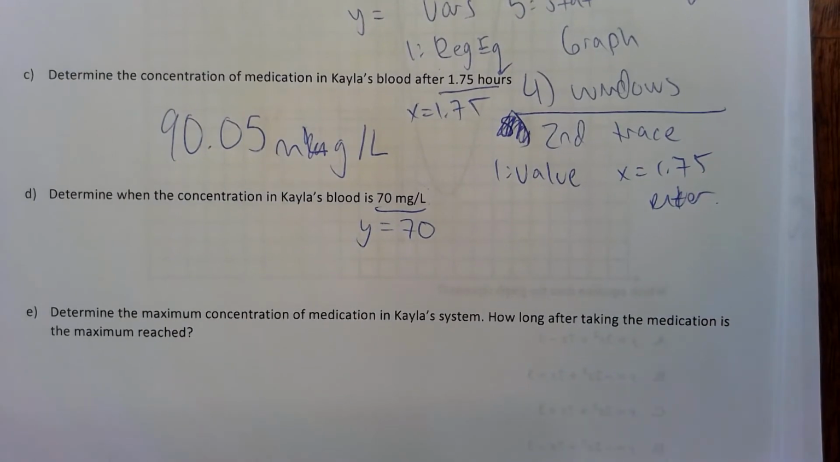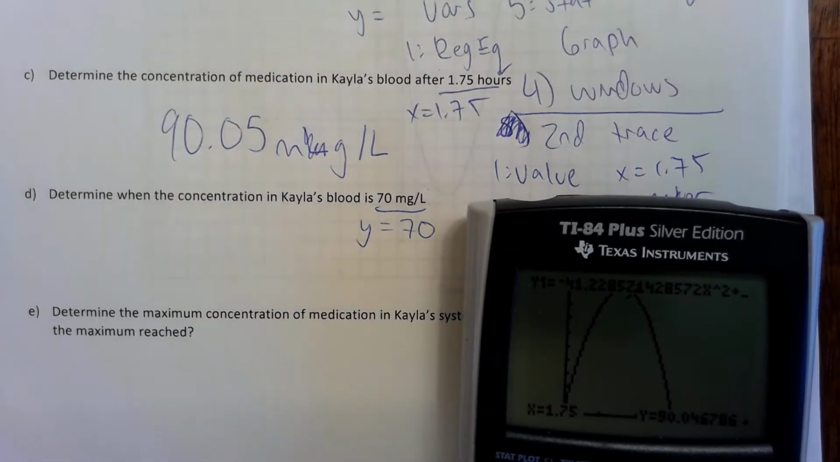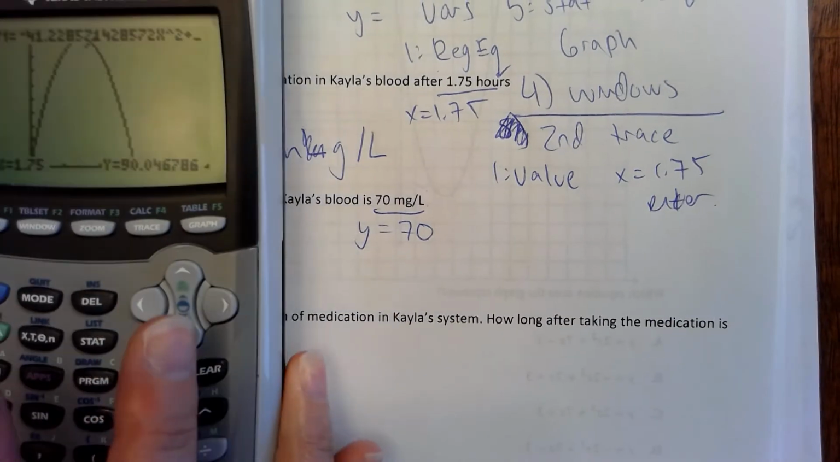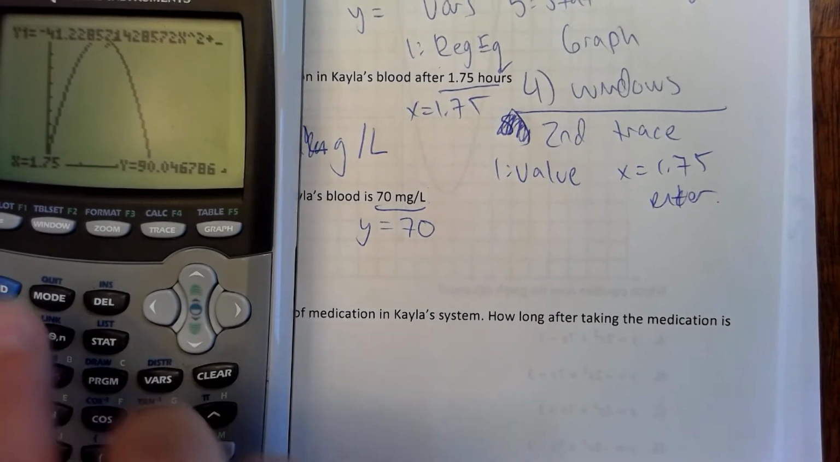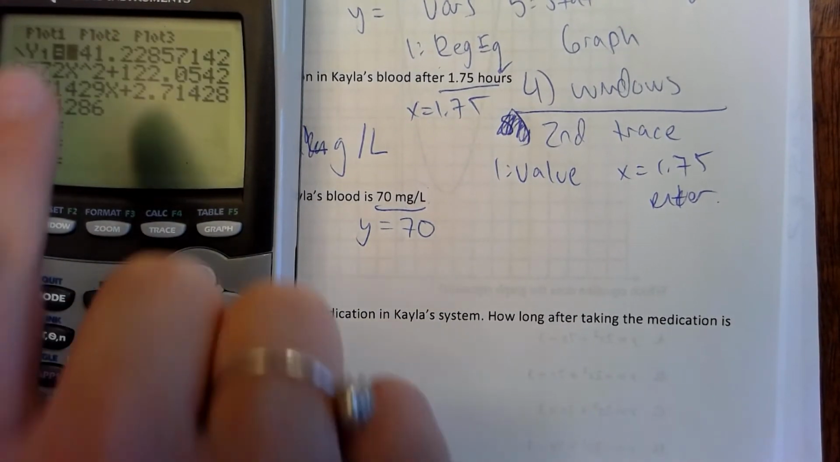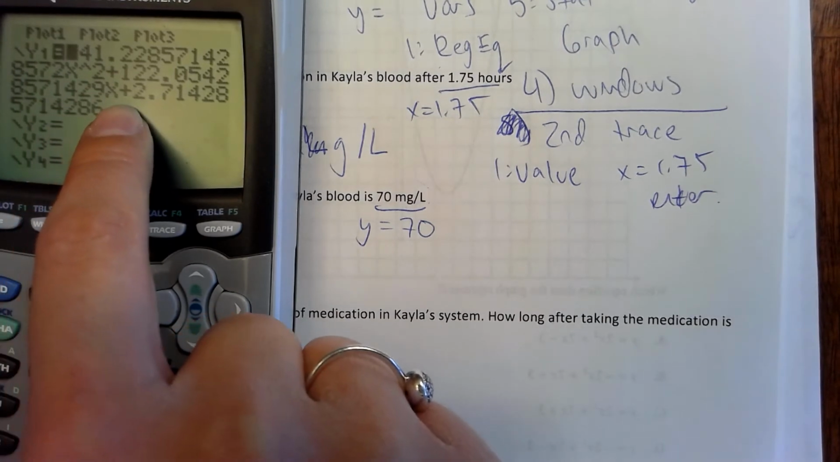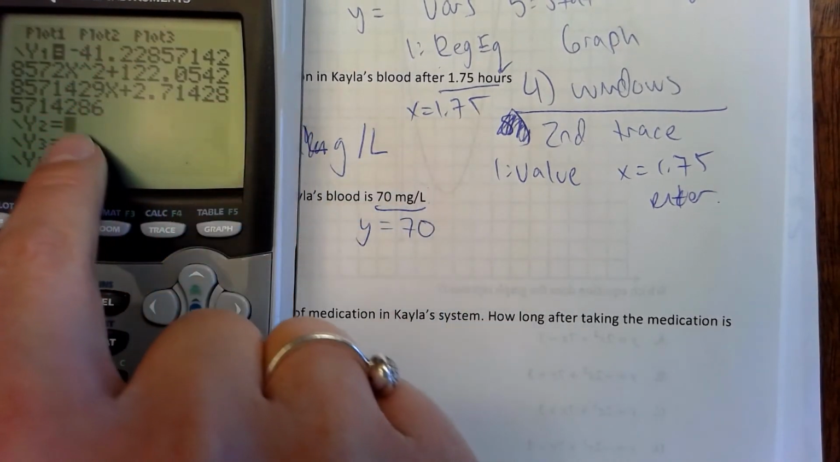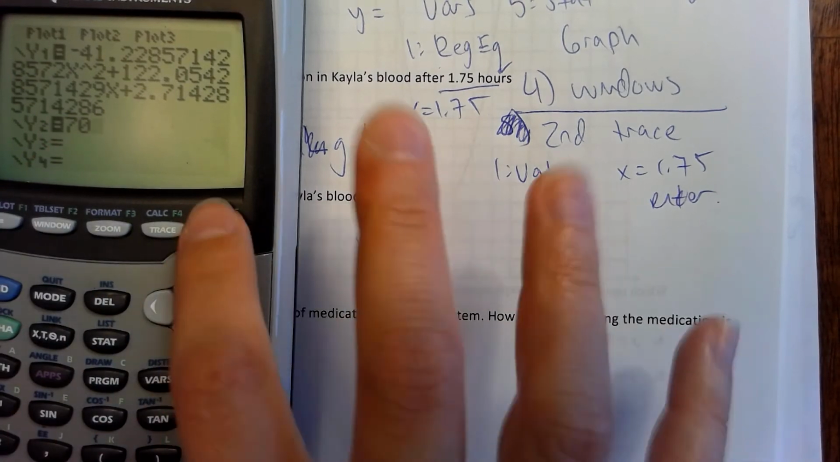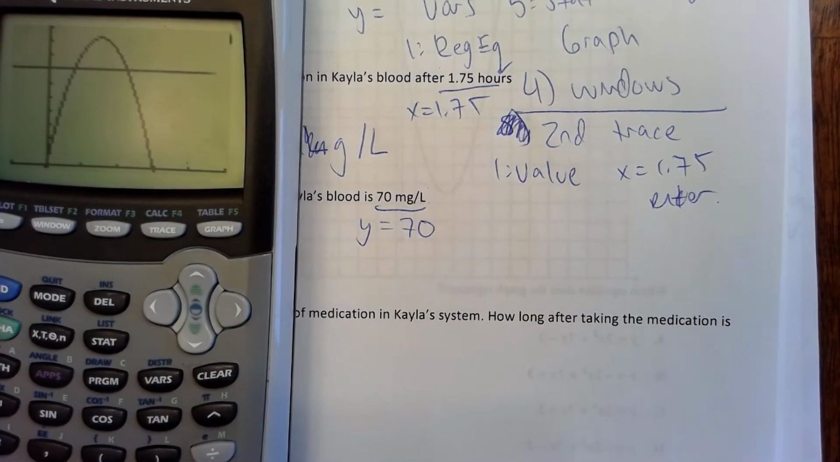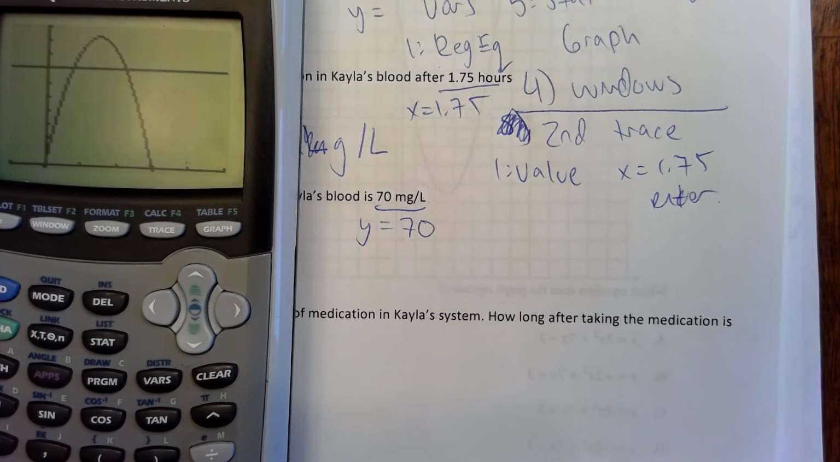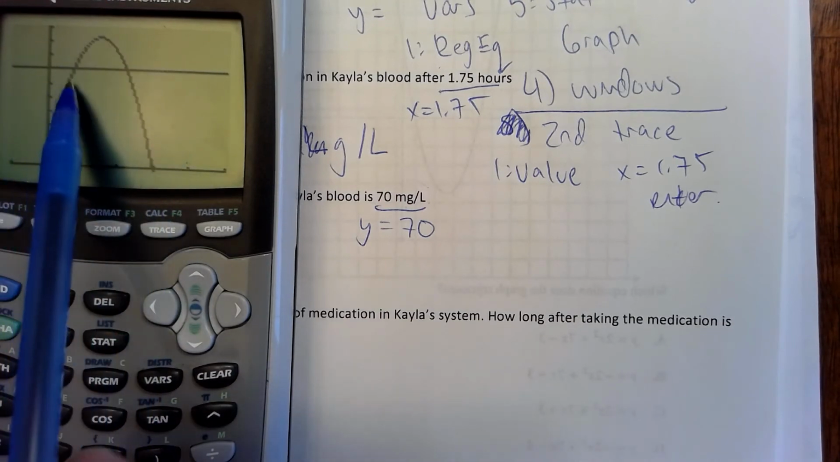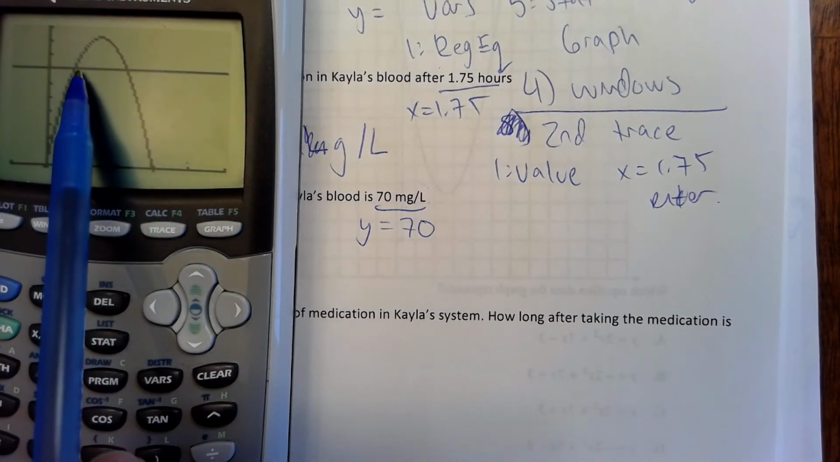So here, to find an x value when we're given a y value, we have to go into our graph, go into where we put equations. Do not erase that because that would be annoying to have to retype in. Go down to a new line. We're going to put 70. Take a look at the graph. And what we want to know is, where do these two lines intersect? Because that'll give us 70 milligrams per liter.